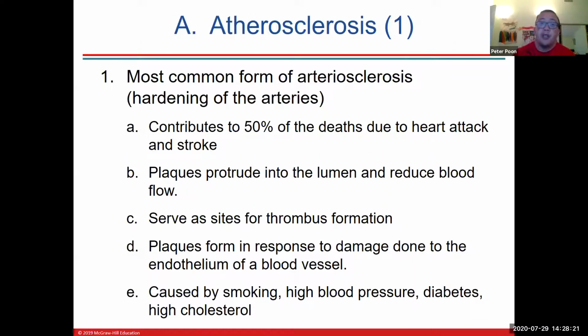Okay, arteriosclerosis is a common hardening of the arteries. The plaques protrude into the lumen and then reduce blood flow and thereby increase blood pressure. And it serves as a site for thrombus formation.